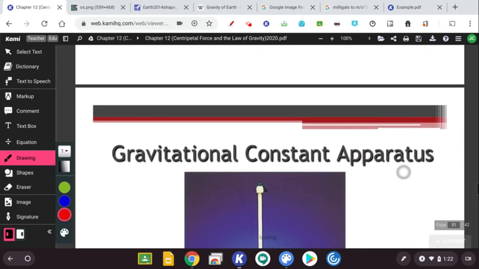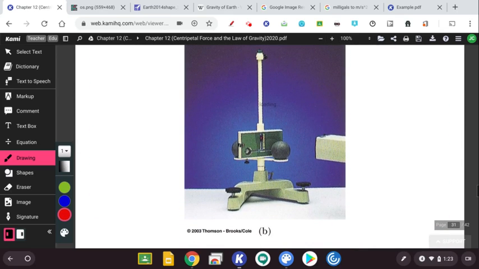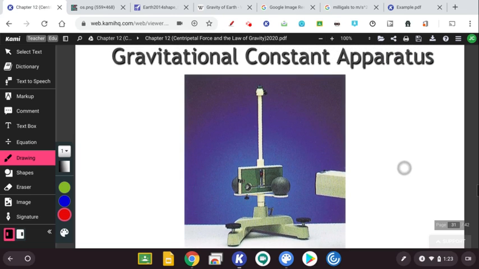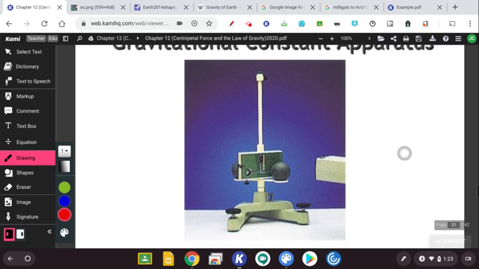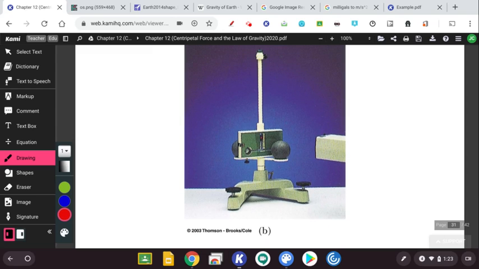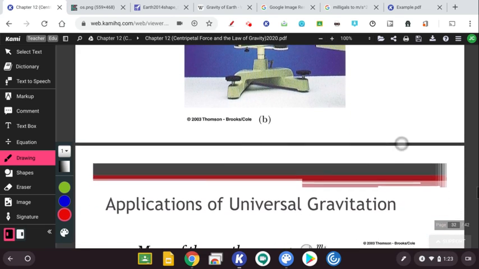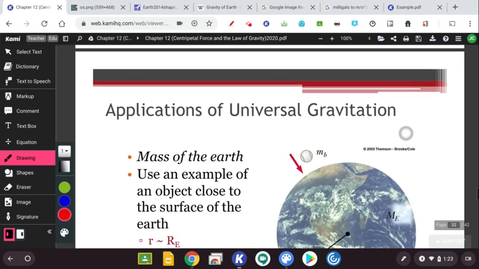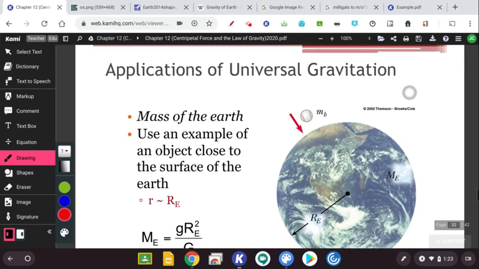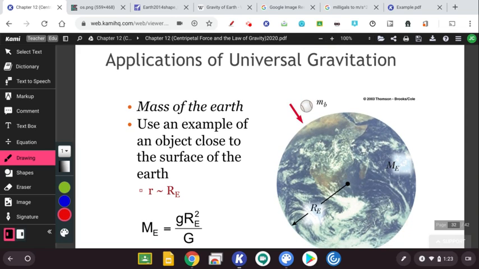We also have a device like this, which again uses the same concept, but this is more of a tabletop version of it. And this is something that we could buy today and experiment with. It's very precise, it's very expensive, but it does do the trick to help explain this process. We will talk about some of the applications to universal gravitation more in our next video.